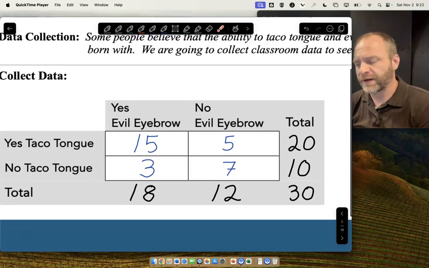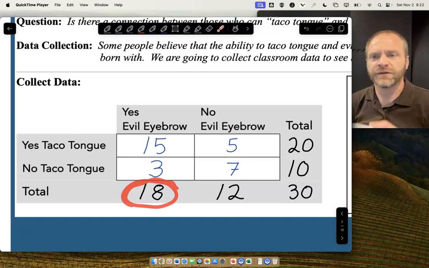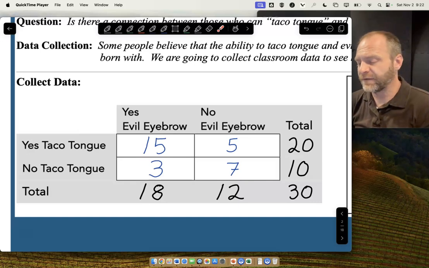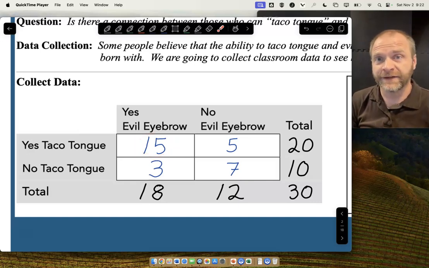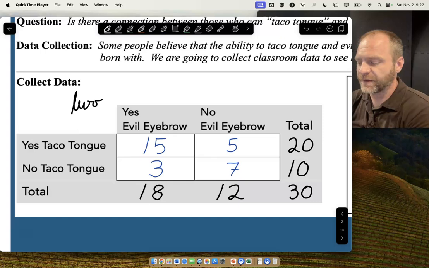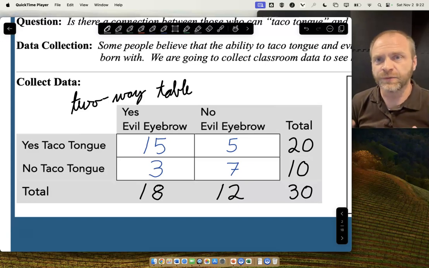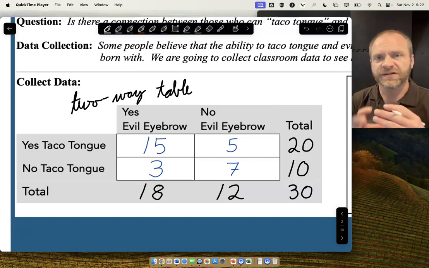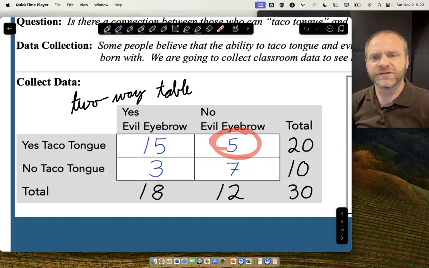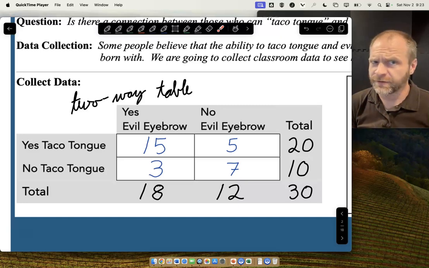So you can see a total breakdown of everything going on. We have 18 students in this class who could do the evil eyebrow. Of those 18 students, 15 could do both taco tongue and evil eyebrow. This is a two-way table, something we discussed way back in chapter 1. A two-way table can organize information, and we have to understand that the intersections of the rows and the columns have meaning. If I look at this intersection right here, that is no evil eyebrow, but yes, taco tongue. That is someone who could do the taco tongue, but can't do the evil eyebrow.